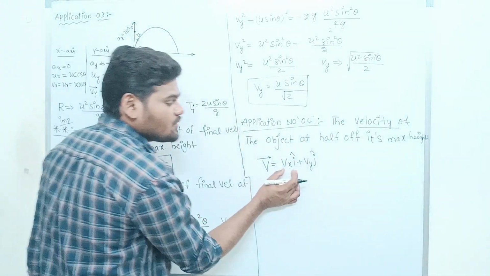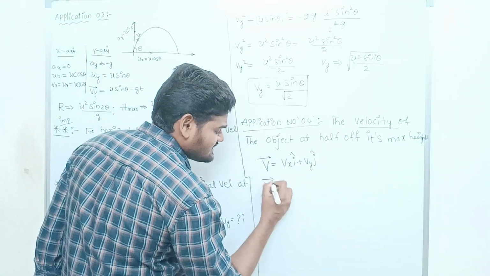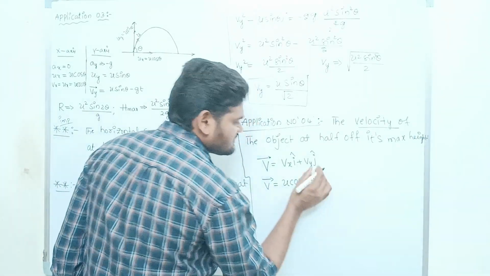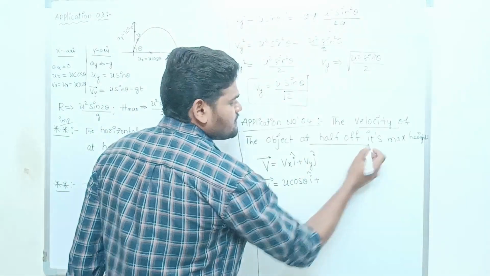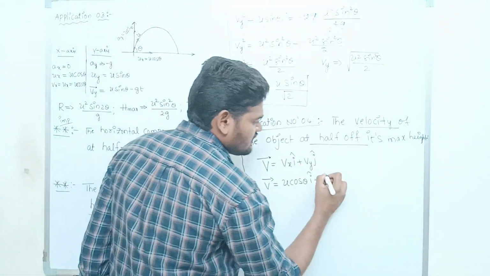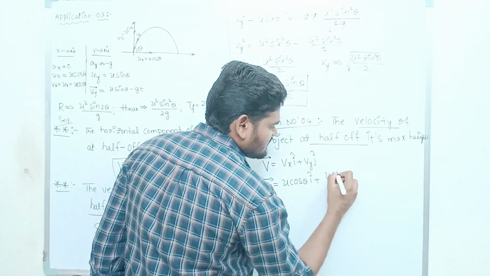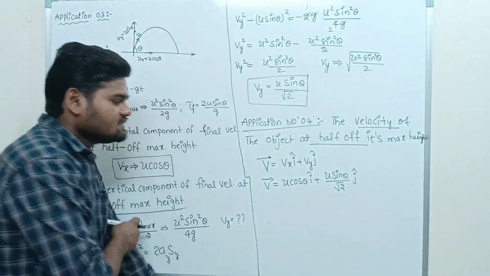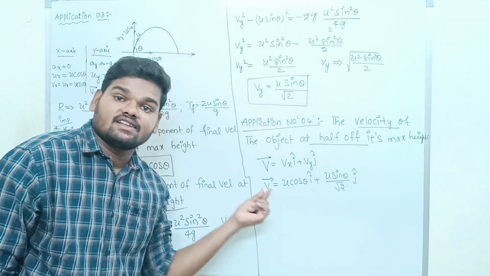So the final velocity component along x direction never changes and it is always u cos theta i cap plus vy at half of maximum height. How much? u sin theta divided by root 2 j cap. It is in the form of a vector.